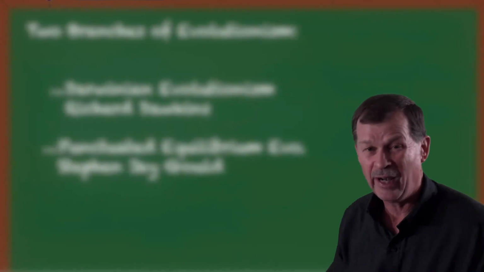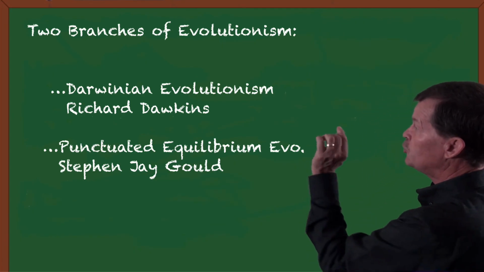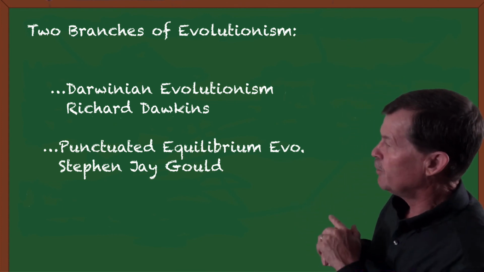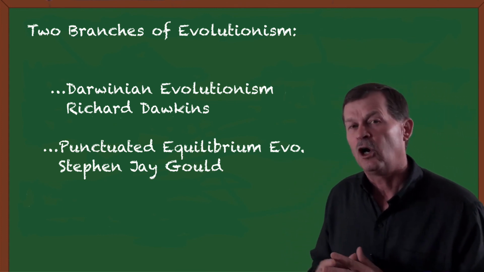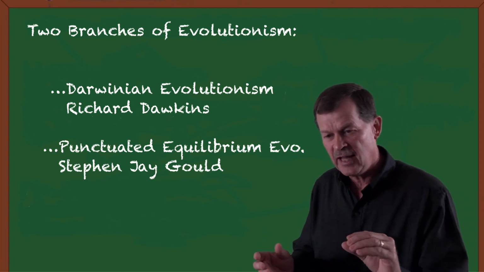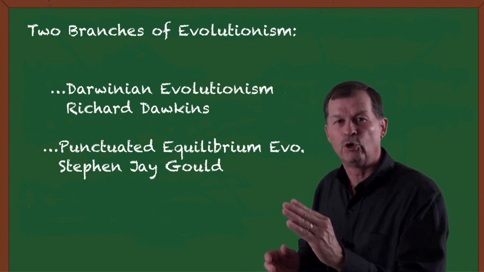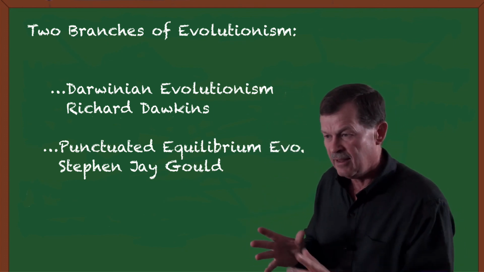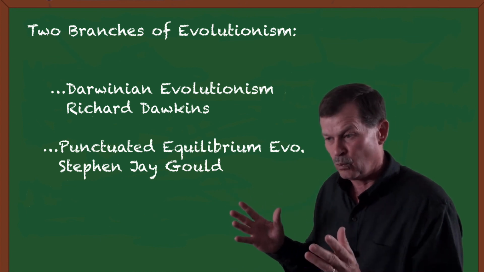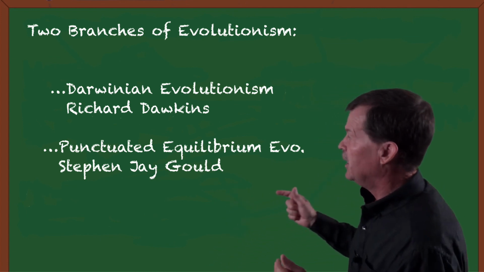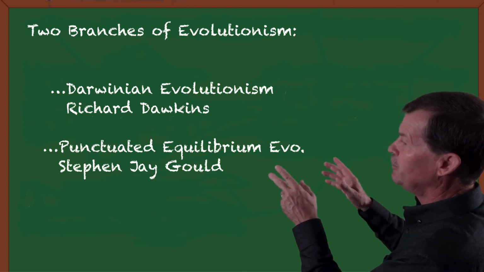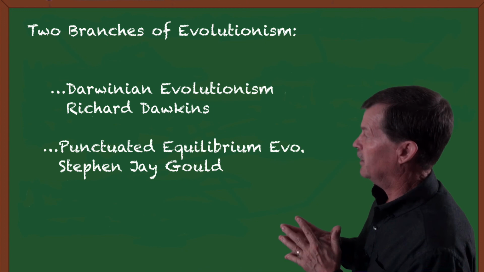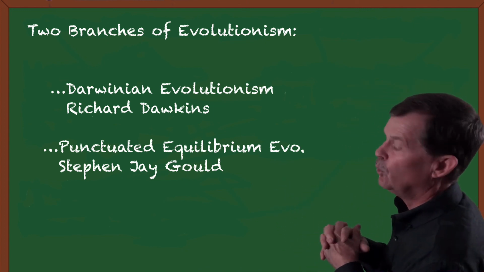Now let's get into the two branches of evolutionism. The first one is Darwinian evolutionism, represented by Richard Dawkins. Darwinian evolutionism is an evolution that is slow, gradual, progressive, and onward and upward towards perfection. Number two is punctuated equilibrium evolutionism, represented by Stephen Jay Gould, the actual author and promoter of punctuated equilibrium. And what does that mean?